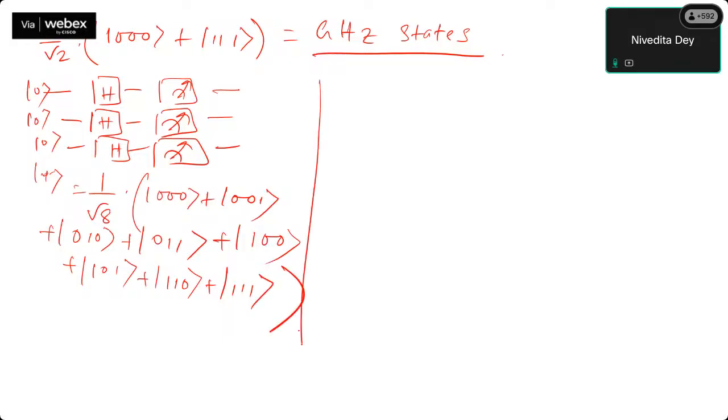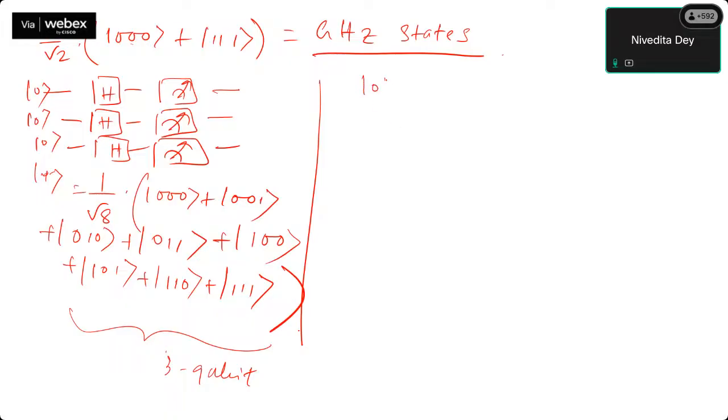But here we have, this is also a 3 qubit state. Here also 3 qubit: 1, 2, 3, 1, 2, 3, and 1, 2, 3. So all are 3 qubit. But here the amplitude is not 1 by root 8, it is 1 by root 2, and there are only two states. So how to do that?